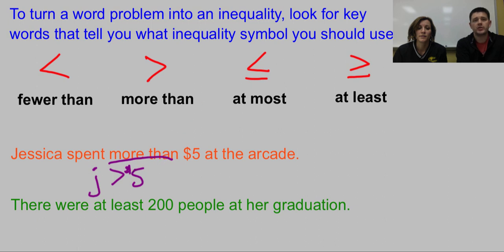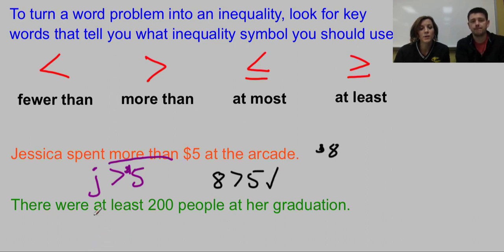But in these real world ones, it doesn't hurt to go back and double check. So think of a number if she spent more than $5 at the arcade. So maybe she spent $8. Plug that into your inequality and see if it makes sense. Is 8 greater than 5? It is, so we know we interpreted it correctly.